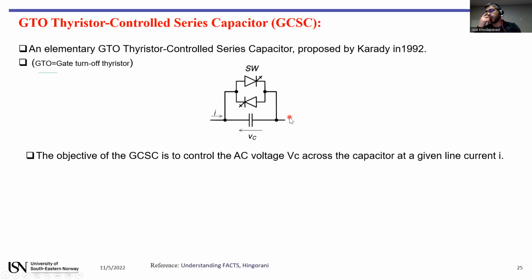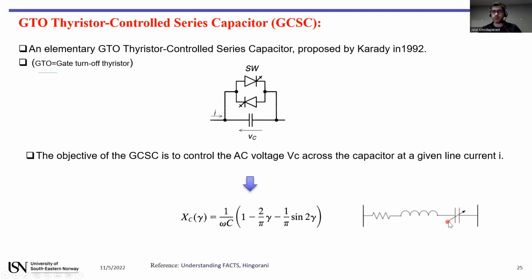The objective of GCSC is to control the AC voltage. We want to control this voltage across the capacitor. And after many calculations, you can find this formula. The reactance of the whole system will be this value. And this gamma is under our control. So we can say with GCSC, we can control the reactance of the whole device. We have a variable capacitor.